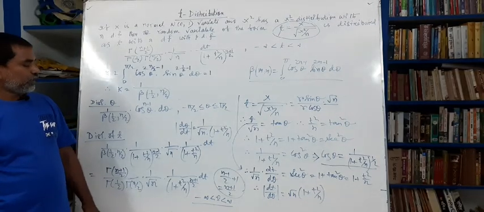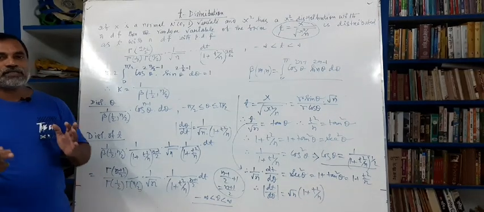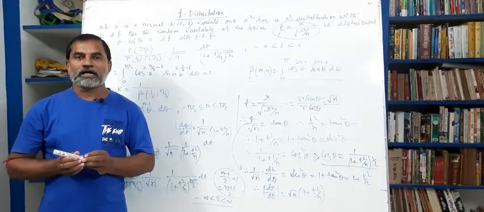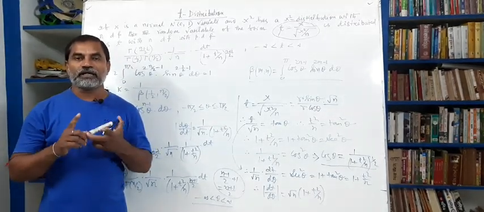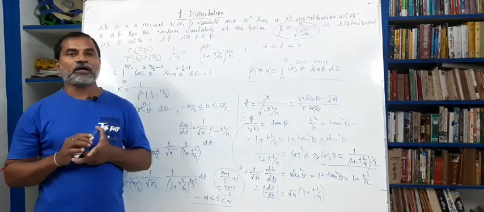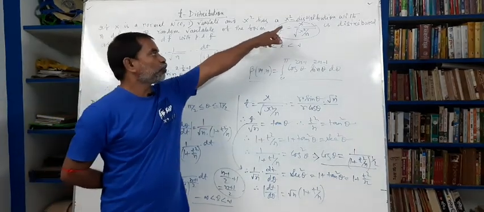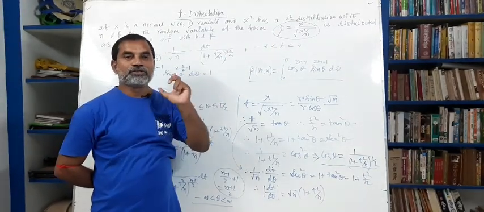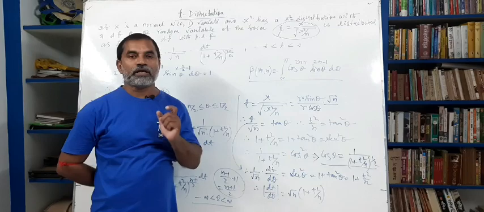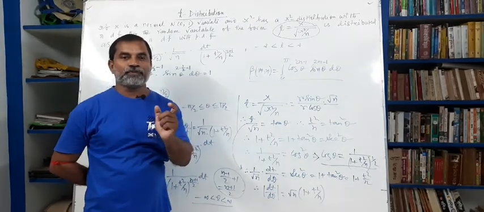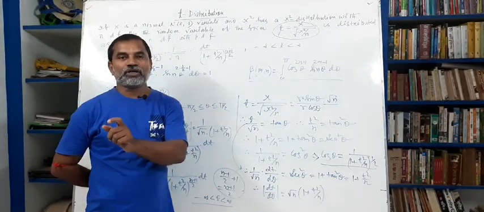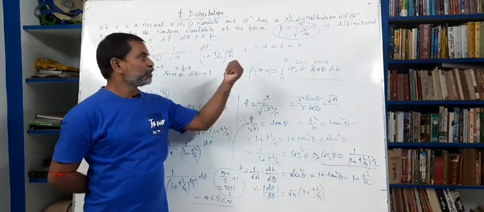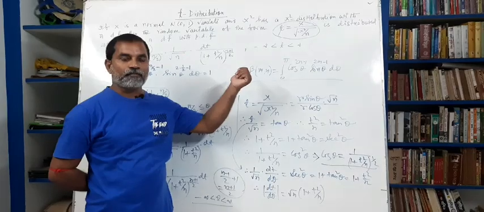Therefore, we have already proved that if x is a standard normal variate with mean 0 and variance unity, and chi-square is a chi-square variate with n degrees of freedom, then the random variable t equal to x divided by root of chi-square by n is distributed as t with n degrees of freedom. The degrees of freedom correspond to the degrees of freedom of the chi-square distribution. As chi-square has n degrees of freedom, the t distribution also has n degrees of freedom.